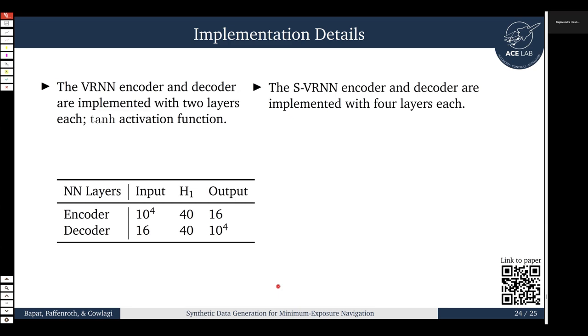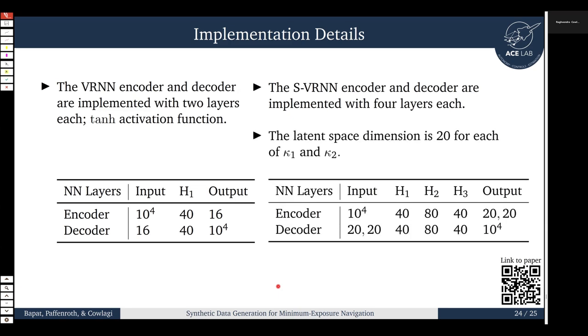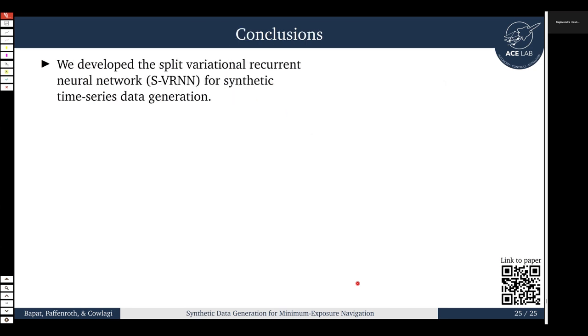In the paper, you're probably going to find some additional details about the implementation of these models. They're not exactly very deep models, just 2 layers in the VRNN and 4 layers in the split VRNN, and relatively small models were able to accomplish the task that we set out to do.